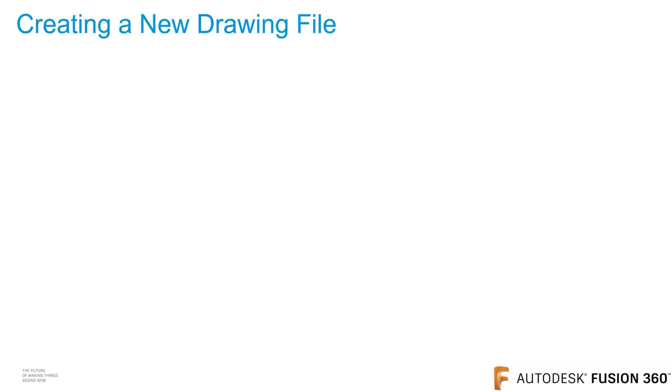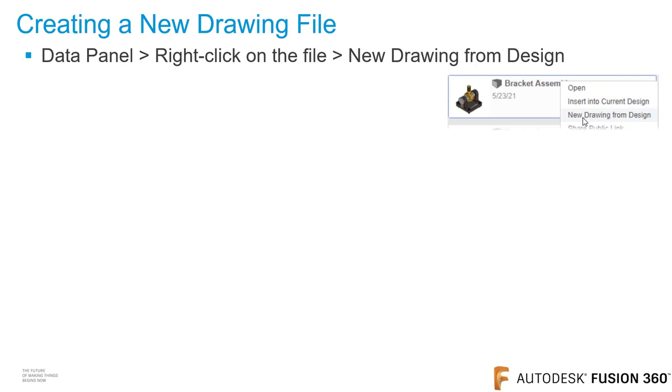There are three methods to create a new drawing file inside of Fusion 360. For the first method, display the data panel and right-click on the desired component or assembly, and from the menu, click New Drawing from Design.